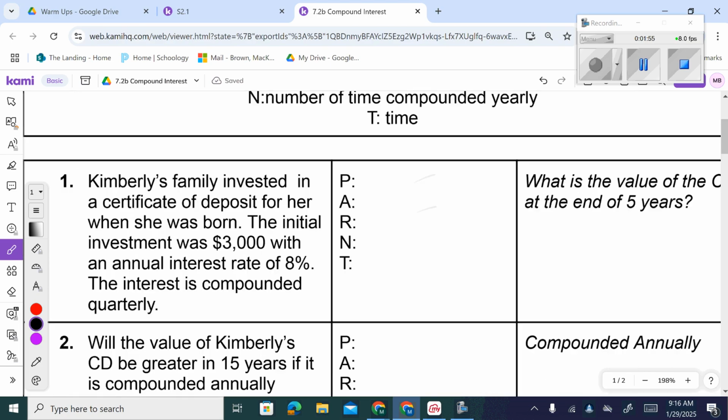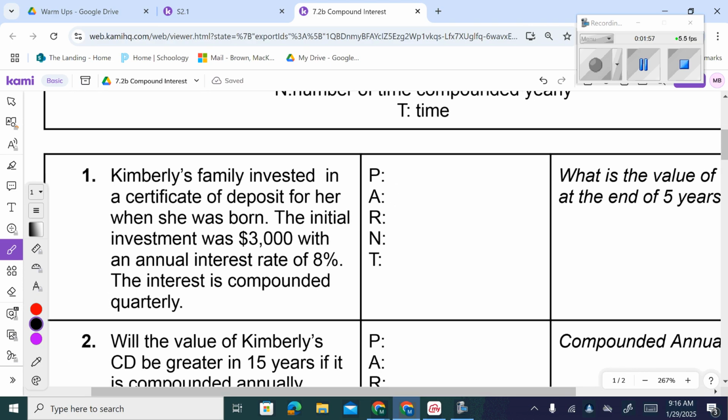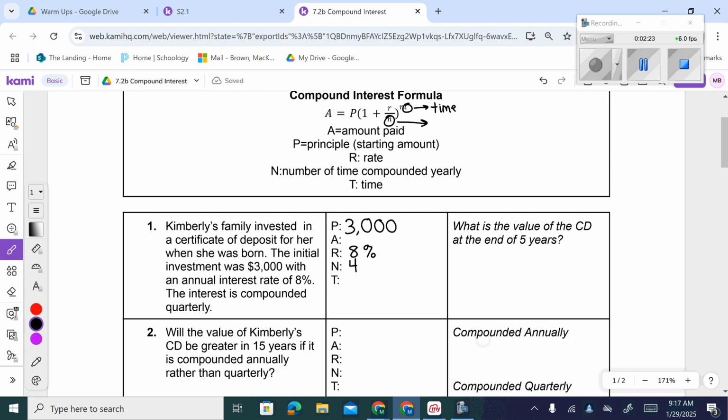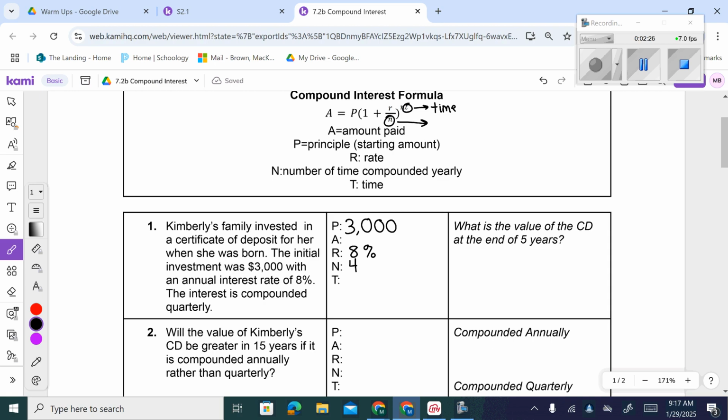Okay? So what is our principal in this? What's the starting amount? 3,000. Okay? We're actually not going to fill in our A right now. A is going to be your answer. A is going to be the amount at the end of this. What's our rate? 8%. Do I have to put percent? Yes? All right. N is the number of times it's compounded. This says it's compounded what? Quarterly. How many times a year is that? 4. All right. And T is the amount of time. What's my time going to be? Right here. It wants to know at the end of 5 years, so T is going to be 5.